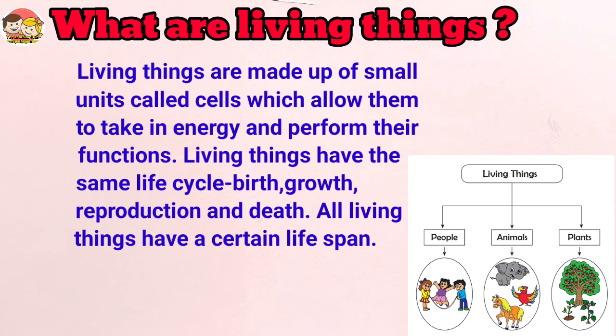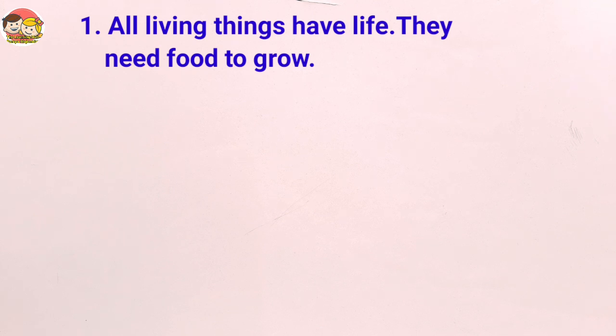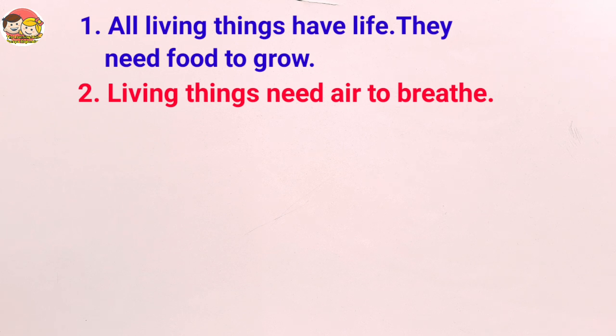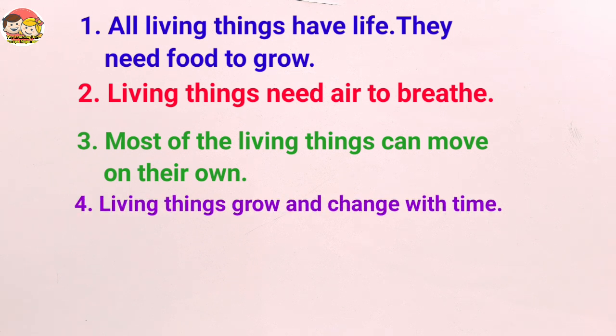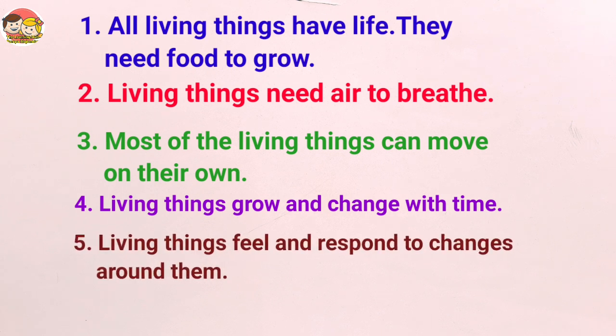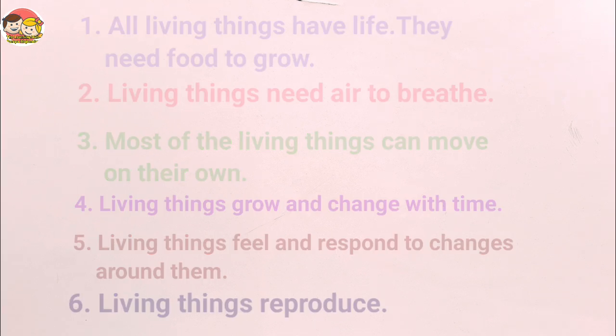Some of the major features of living things are: all living things have life. They need food to grow. Living things need air to breathe. Most of the living things can move on their own. Living things grow and change with time. Living things feel and respond to changes around them. Living things reproduce. Only living things have the capability to produce offspring, which carry forward their generation.